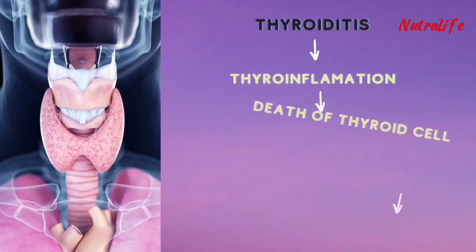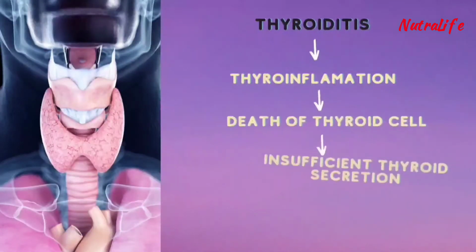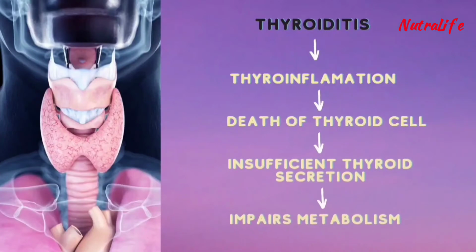Thyroiditis is an inflammation of the thyroid gland due to abnormal functioning. This inflammation can cause the death of thyroid cells, and the death of thyroid gland cells causes insufficient thyroid hormone secretion. Due to insufficient thyroid hormone, the body's metabolism also becomes impaired, and there are 5 different types of thyroiditis.